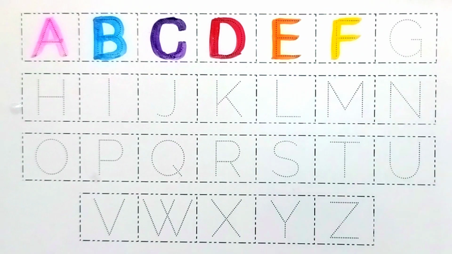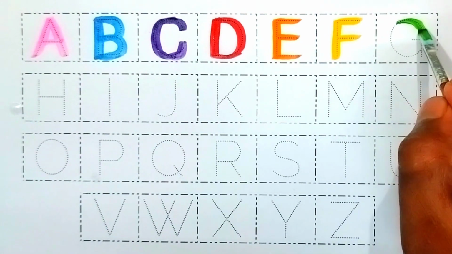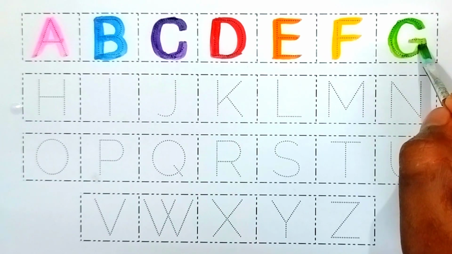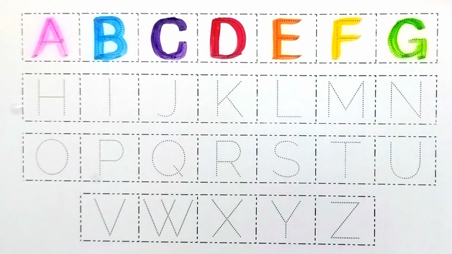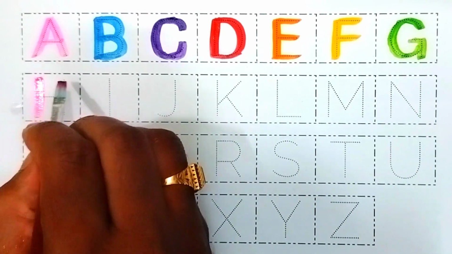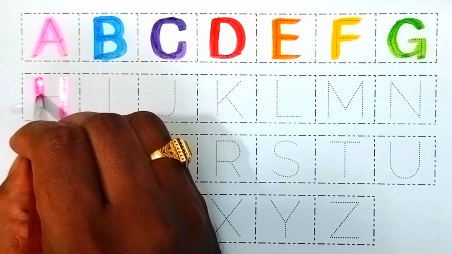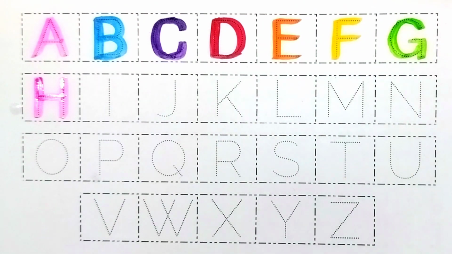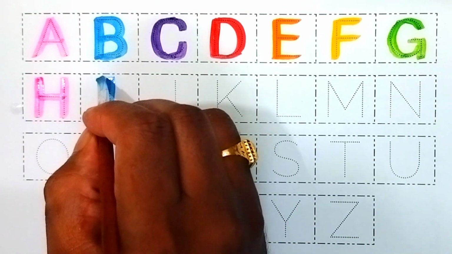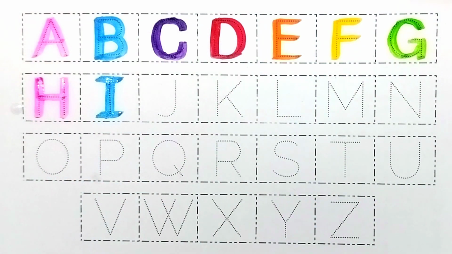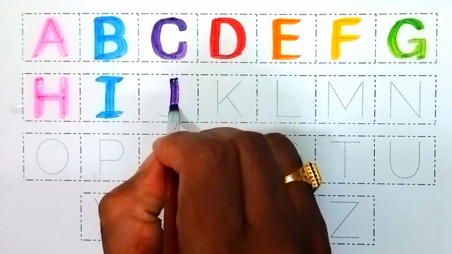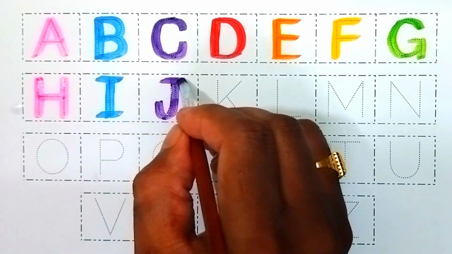F for flower. G for grapes. H for helicopter. I for insect. J for jelly.